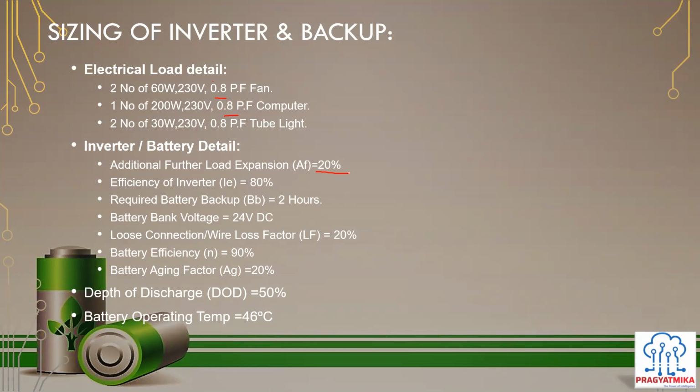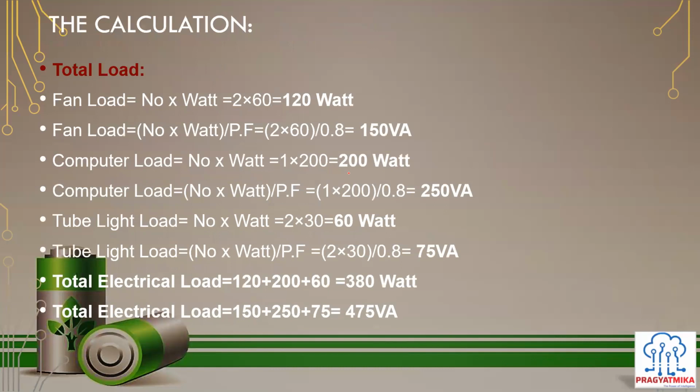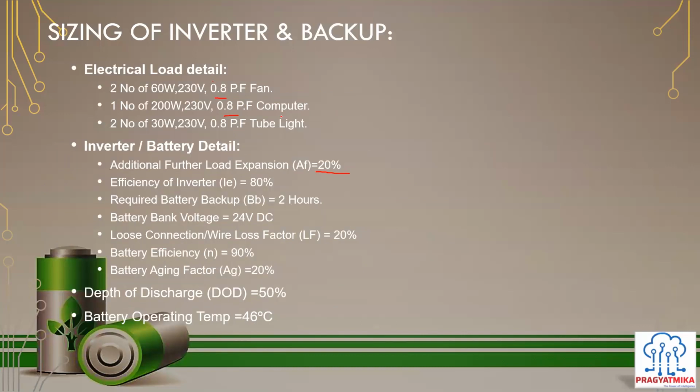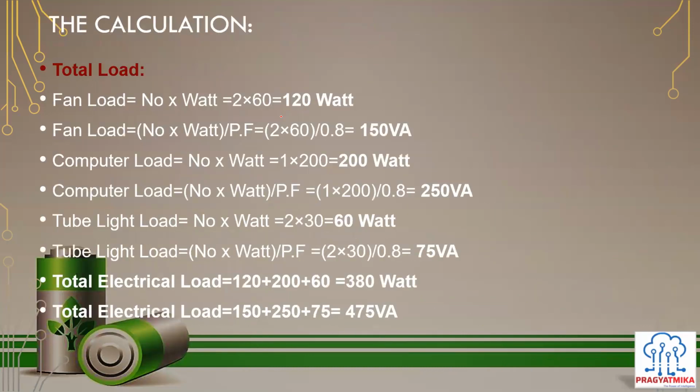Now for this application, we need to do a sizing. First we calculate the total load. Two fans will be 120 watt, and to calculate VA you divide by the power factor, so that is 150 VA. Computer load would be 200 watt and 250 VA. Tube light load would be 60 watt and 75 VA. Total electrical load is 380 watt, and in terms of VA it would be 475 VA. This is the common thing that we do.